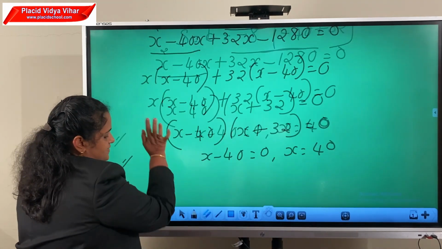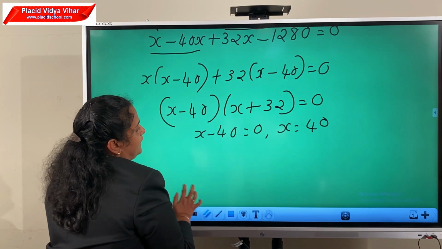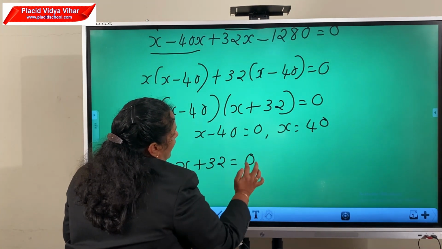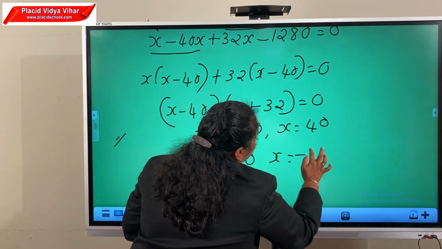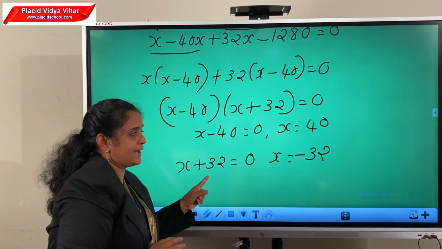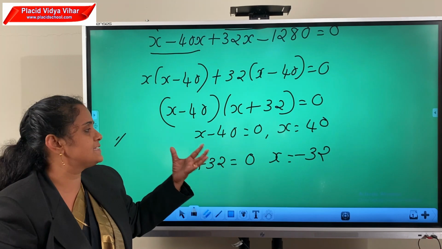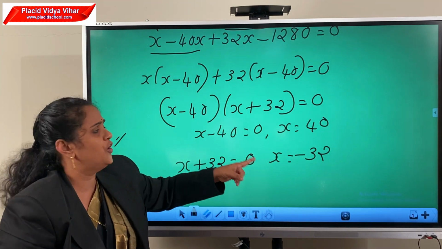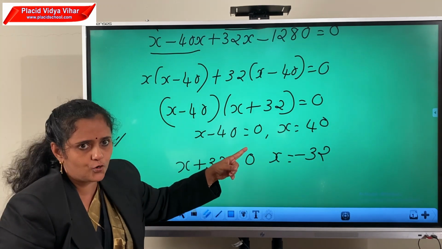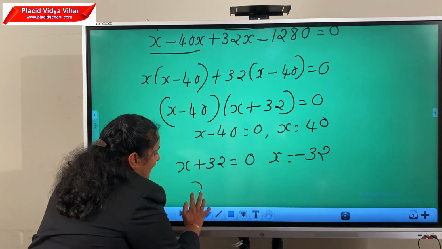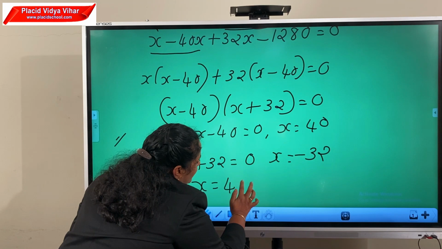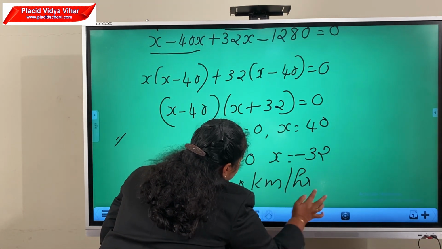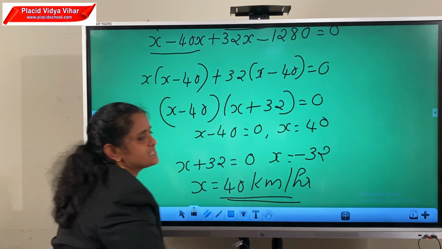The second factor is equal to 0, that is x plus 32 equal to 0. Then x is equal to minus 32. We know that x is the speed. Speed never takes a negative value. We can take x is equal to 40. Therefore, x is equal to 40 kilometer per hour. That is the speed of the train.